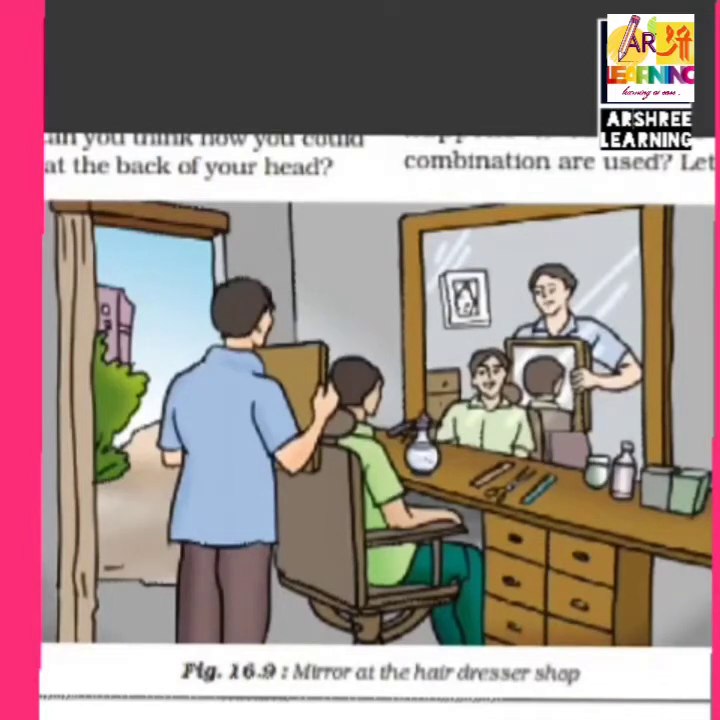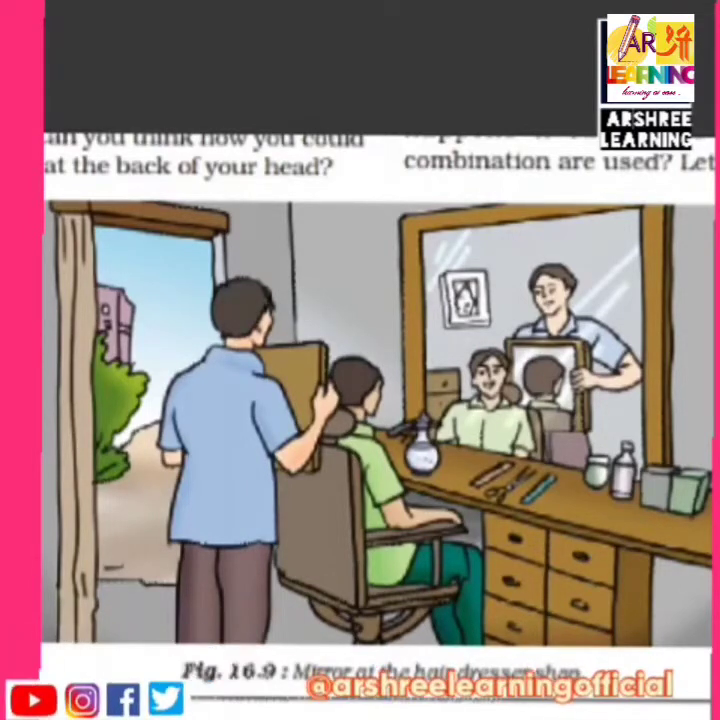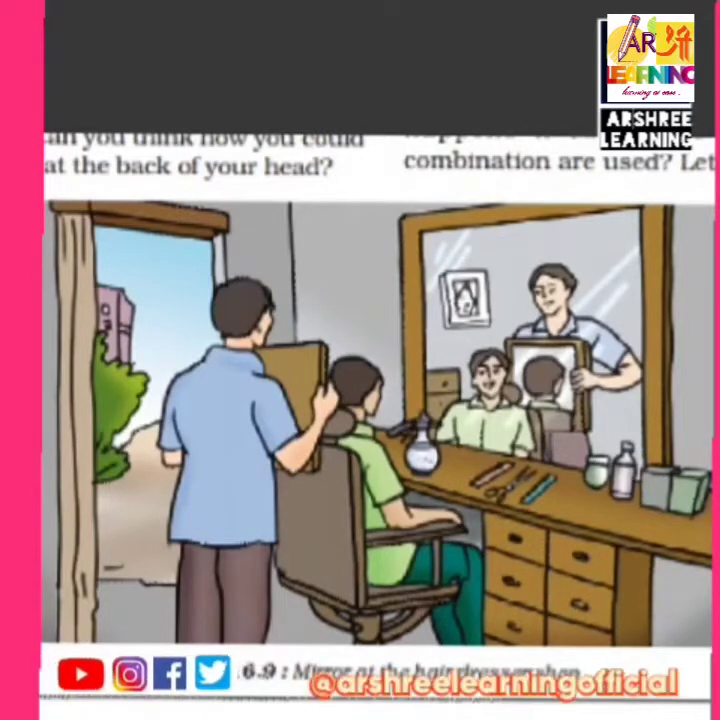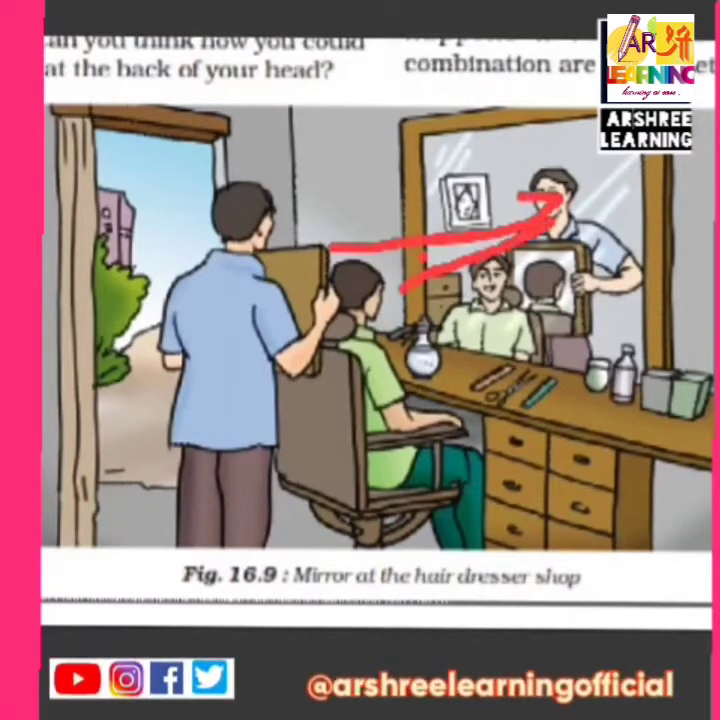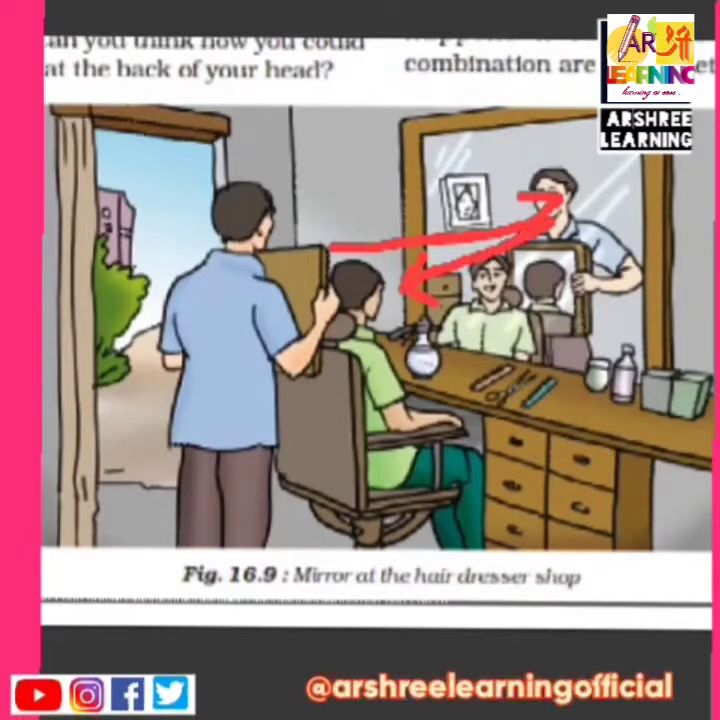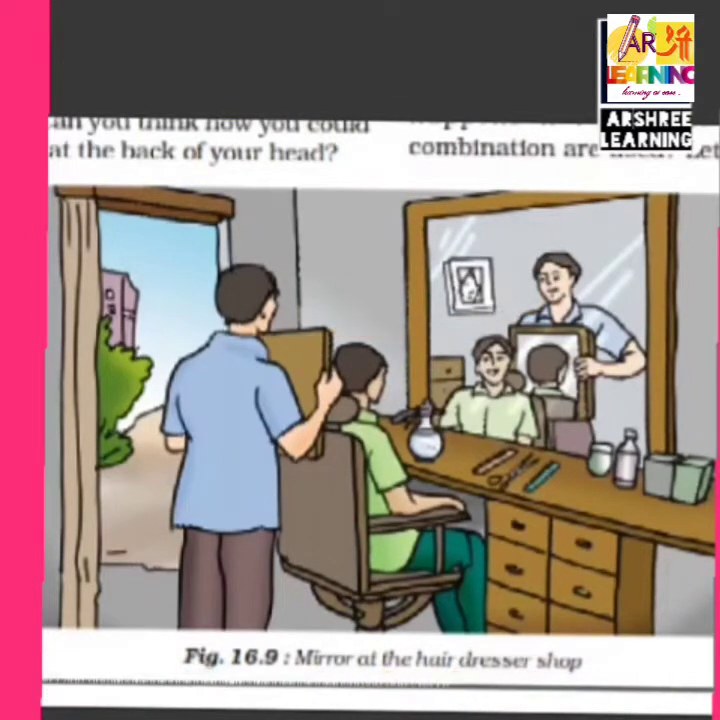This picture shows the hairdresser putting a mirror behind the head of the person. So the light from the mirror at the back is reflected and sent in front, and then the person who is sitting can see the back of his head in the mirror. So that is multiple reflection, where the reflection is taking place from two surfaces. The person sitting in front is seeing the image behind with the help of reflection from both the mirrors. So this is called reflection from more surfaces.